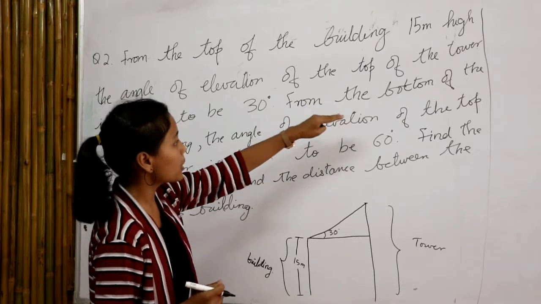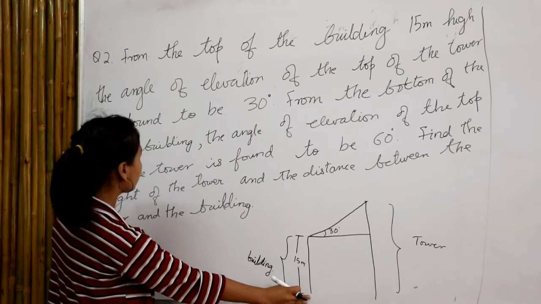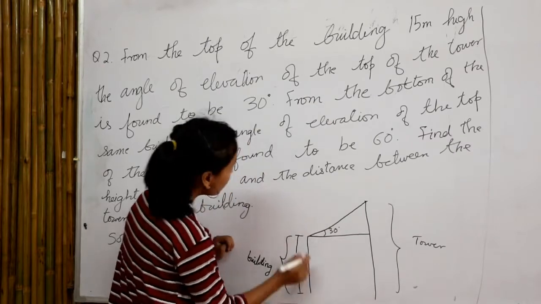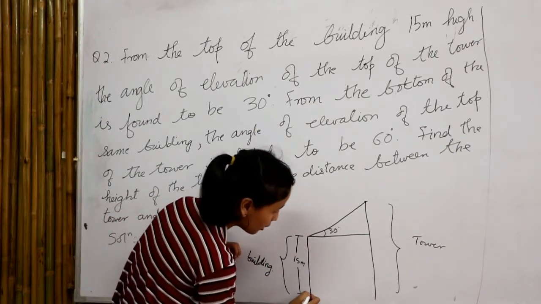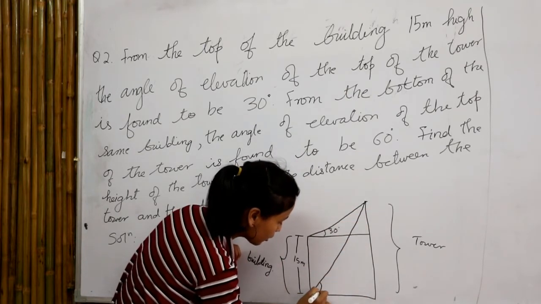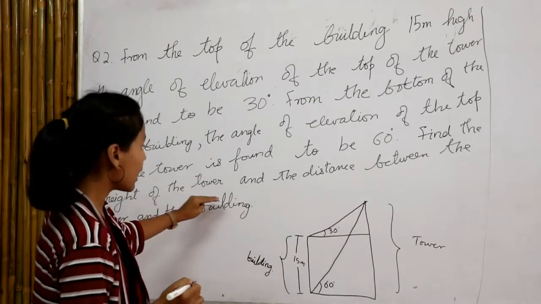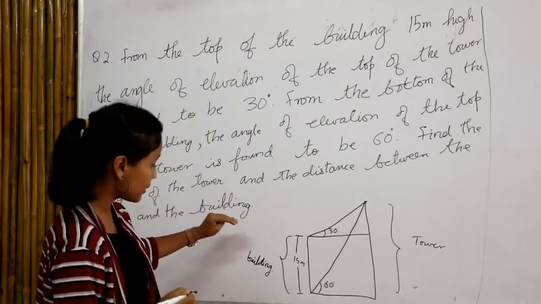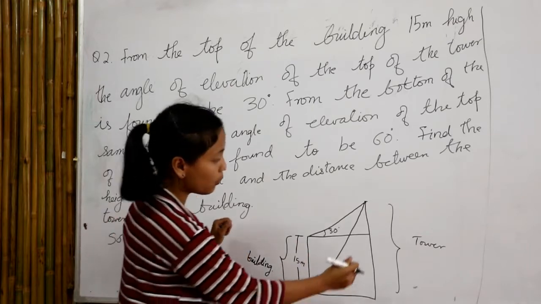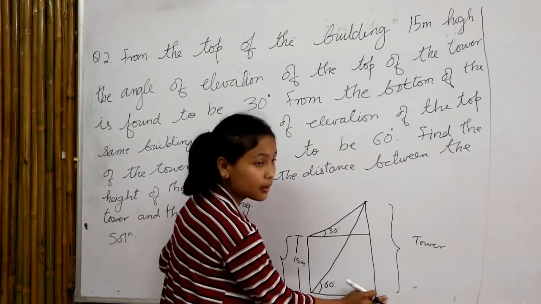Alright, now from the bottom of the building, this is the bottom of the building, the angle of elevation of the top of the tower, this is the top of the tower, is found to be 60 degree. So it will be like this. Here it will be 60 degree. Now find the height of the tower and the distance between the tower and the building. This is the building, this is the tower. So we have to find the height of the tower, this height, and the distance between this building and this tower.